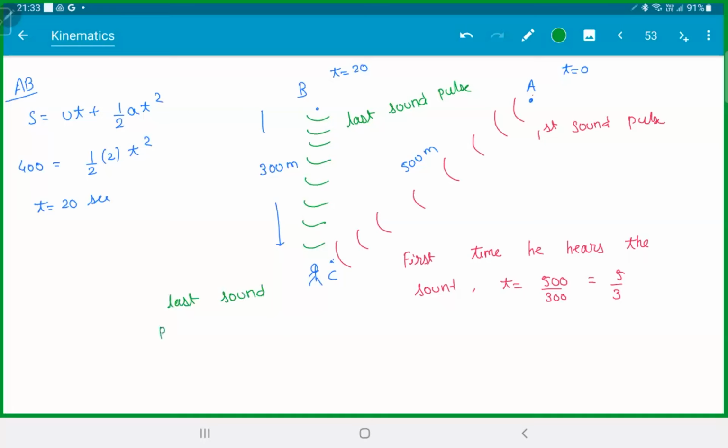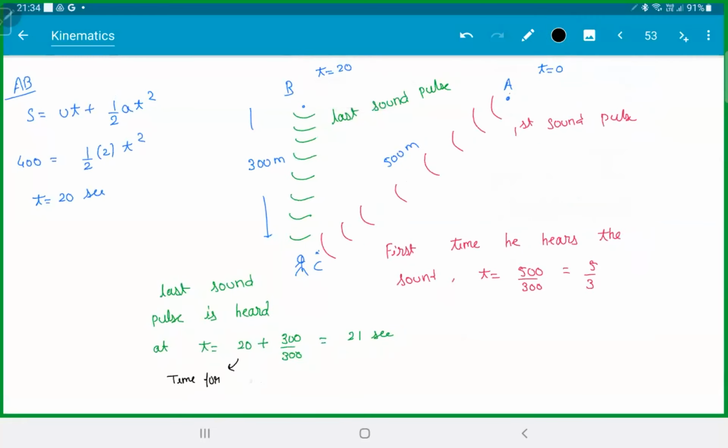last sound pulse is heard at T is equal to 20 plus 300 by 300. That is 21 seconds. This is the time taken for the train to come from A to B. This is the time for the train from B. This is the time taken for the sound from B to C.